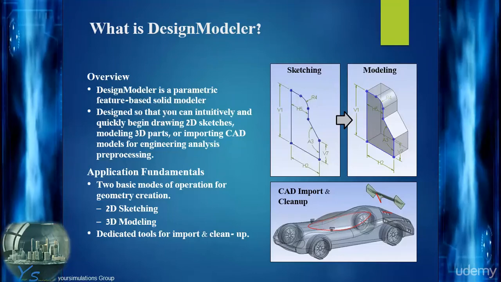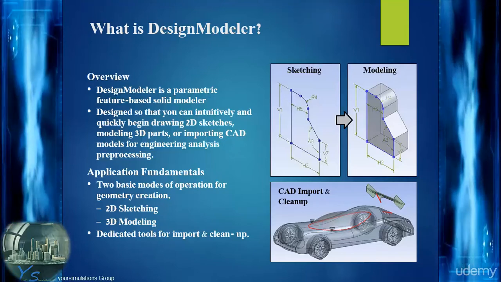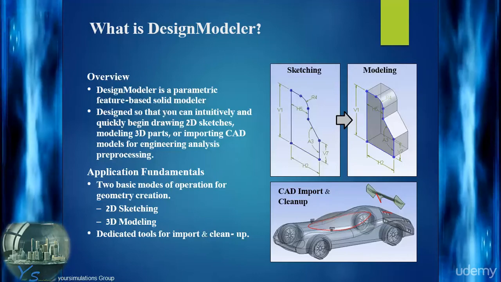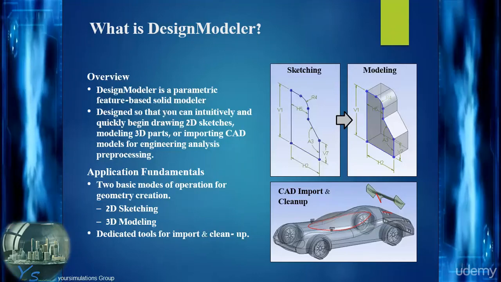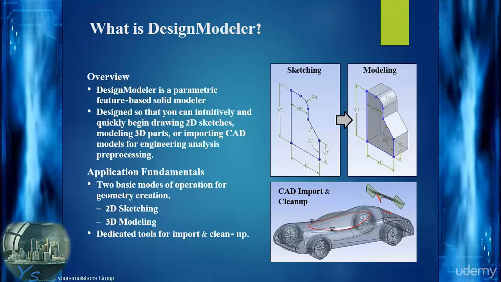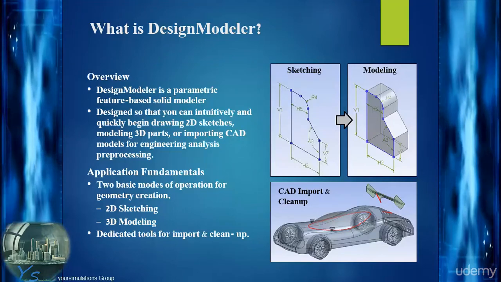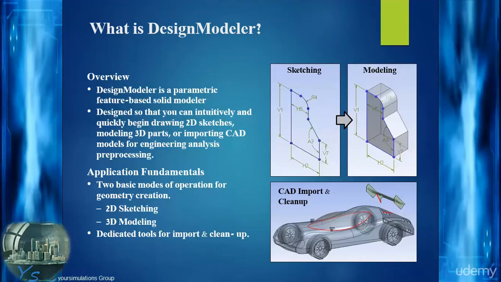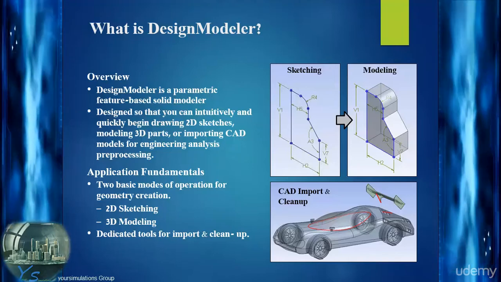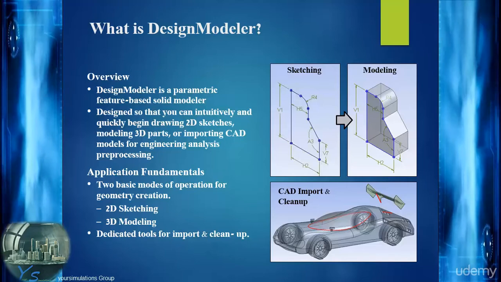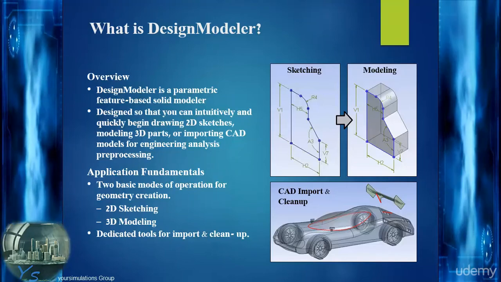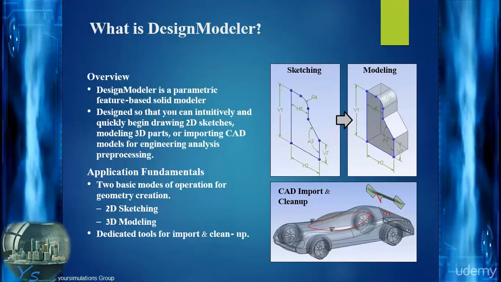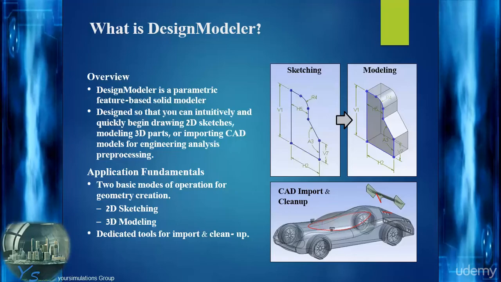And I mentioned we can do 2D sketching or 3D modeling. If we were doing a 2D analysis, of course we would remain in 2D as far as sketching. But if we wanted to do a 3D analysis, we can take a 2D sketch and move that into the third dimension in order to create a 3D model as well. And it also comes along with some dedicated tools for not just import and clean up on import, but also clean up after import as well. Typically you can have problems with geometry that's imported. It can have gaps or overlaps or be disconnected, and there are tools inside Design Modeler to treat all of these types of geometries.